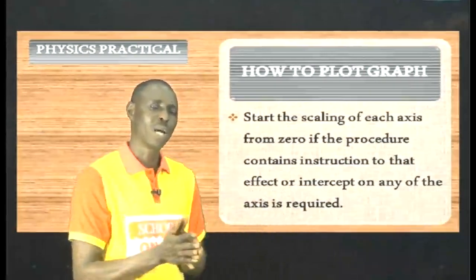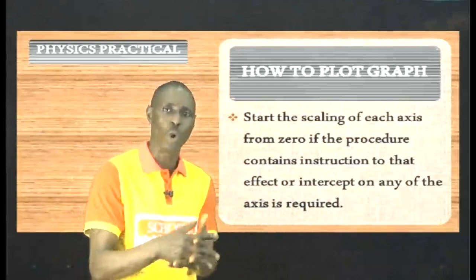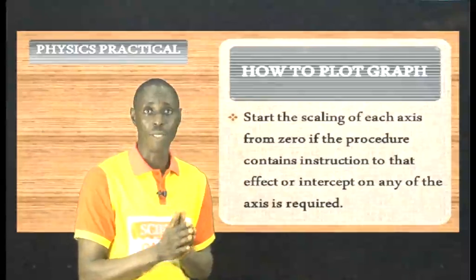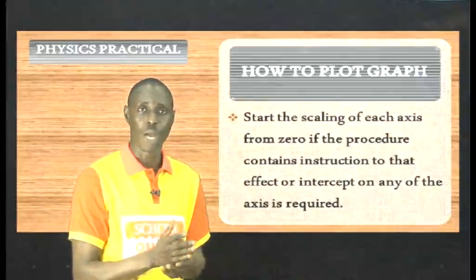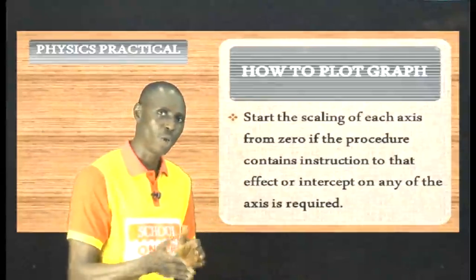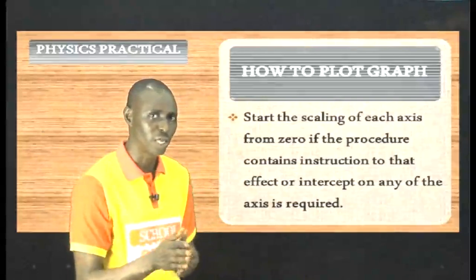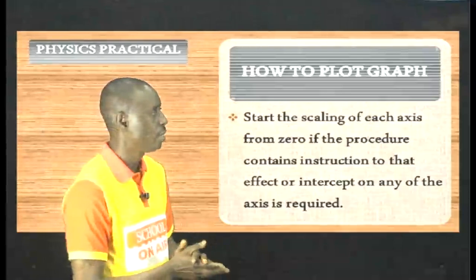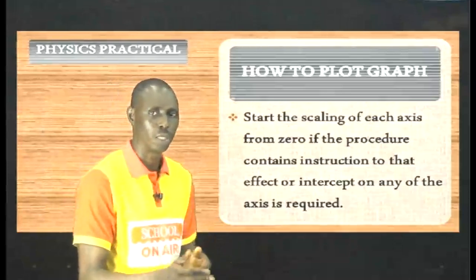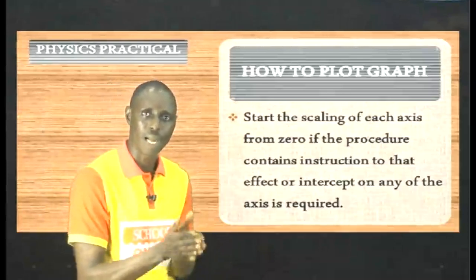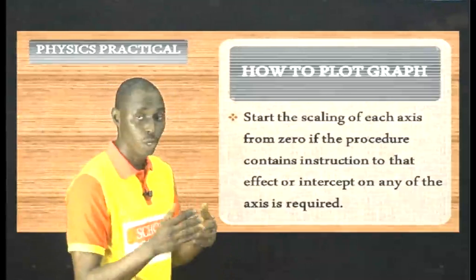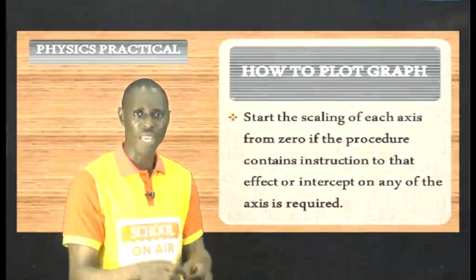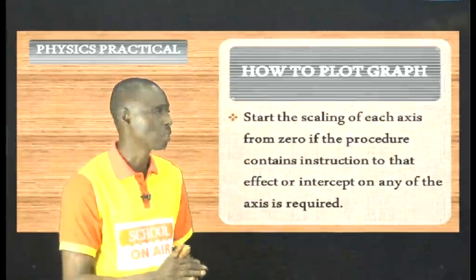There may be questions that will be based on the equation of a straight line. You recall that the equation of a straight line is y = mx + c, where m represents the slope and c represents the intercept. So in questions that ask you to determine the intercept, there may be an instruction that will lead you towards drawing a graph that has to start from 0, so that the point of intercept can easily be identified. So the instruction that you have been given will go a long way in informing you on how to go about answering the question.